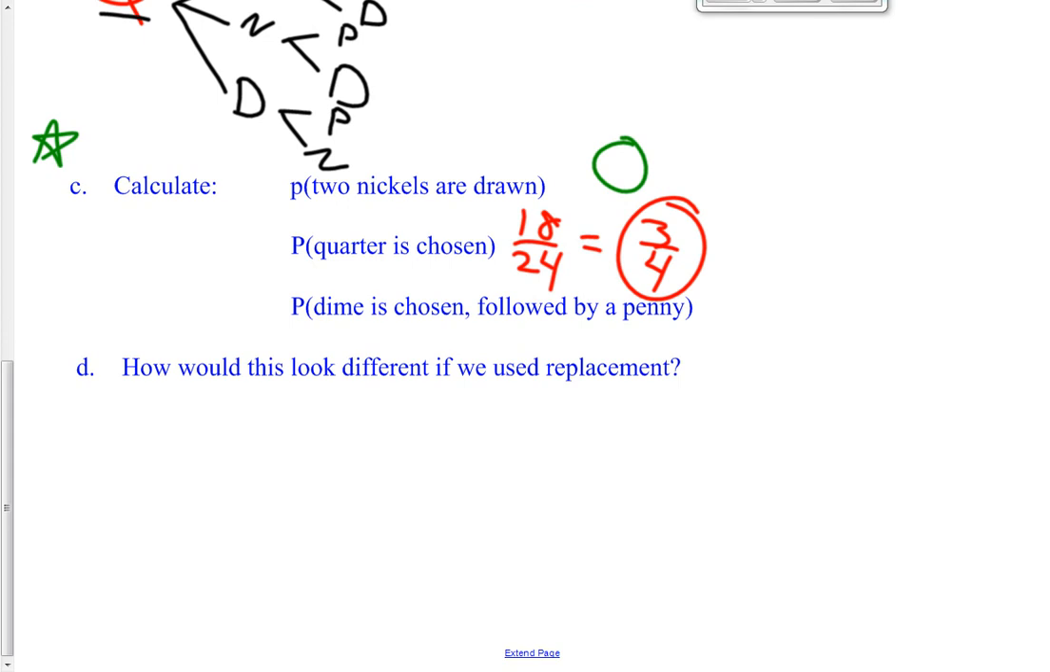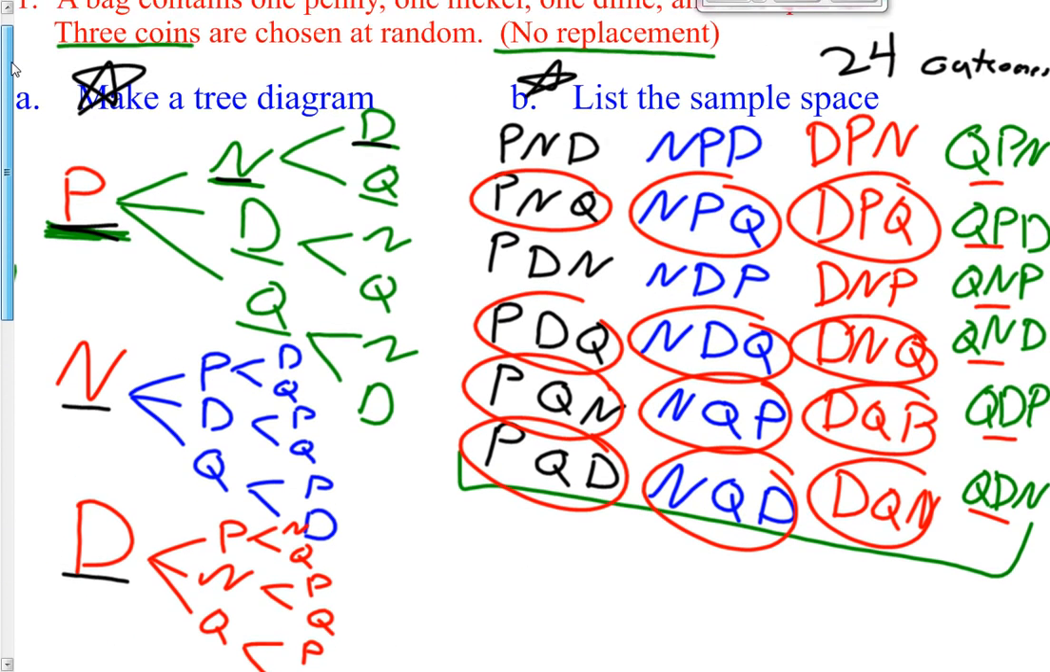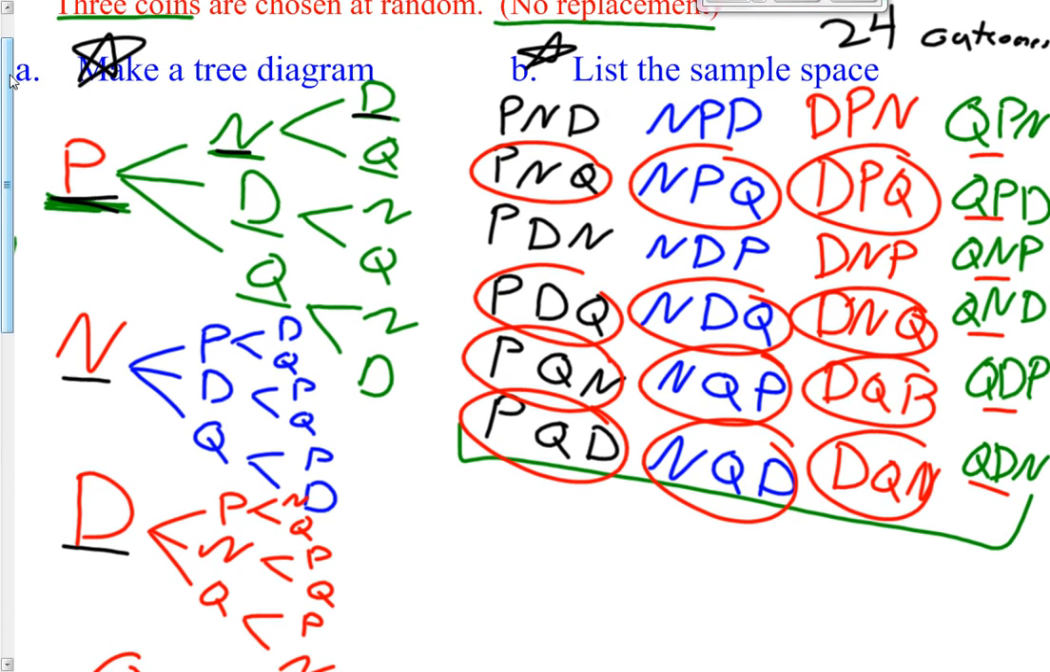How about a dime is chosen, followed by a penny? And I should really put in here, directly followed by a penny. So a dime, and then the very next coin has to be a penny. So dime, penny. Where in our sample space is it dime, penny? Let's see here. Dime, penny. Here's one. Oh, sorry, that's penny, dime. Never mind, that's not one.